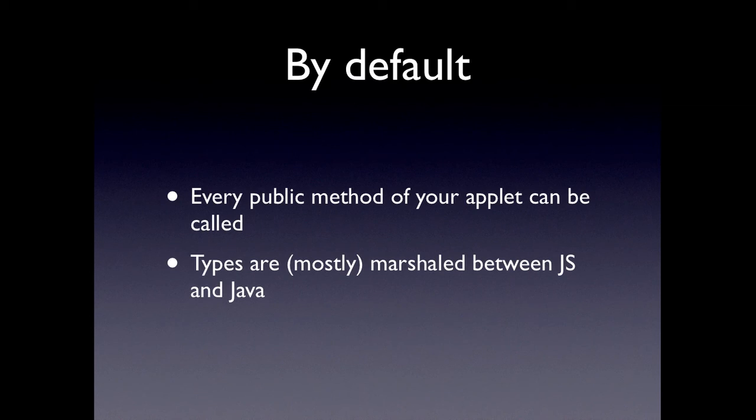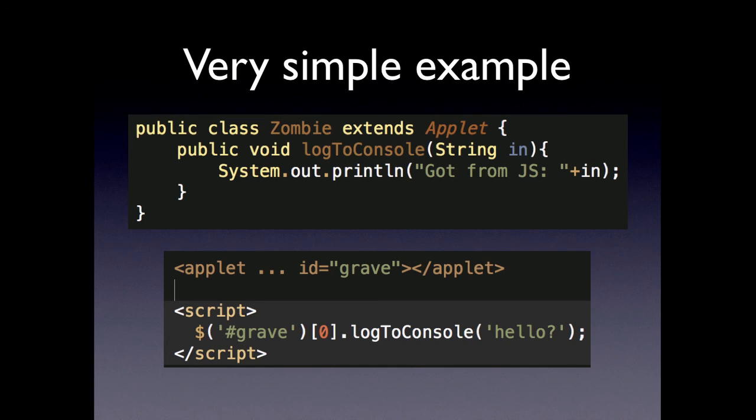Now, by default, whenever you have a Java applet on a page without any special syntax, without that MAYSCRIPT thing that you have seen on the previous page, what you can do from JavaScript is to call any arbitrary public method of that Java applet. And types of parameters and return values are mostly marshaled between JavaScript and Java. So you get this for free. Just add the applet and then get the applet from the DOM in JavaScript, and then just call any method on that applet. So here I'm showing you a very, very simple example.